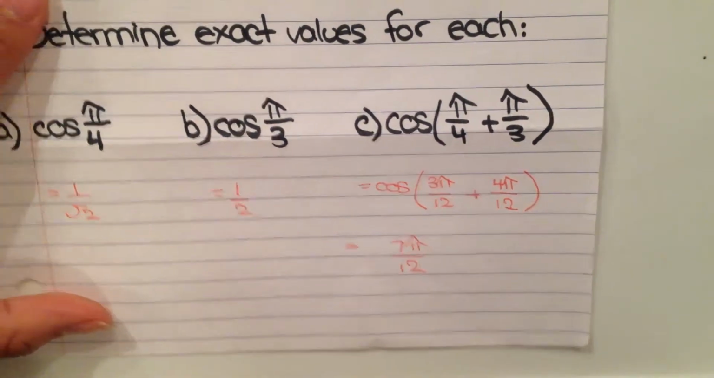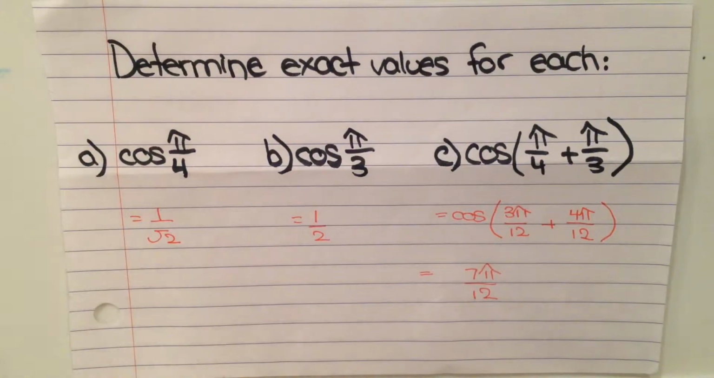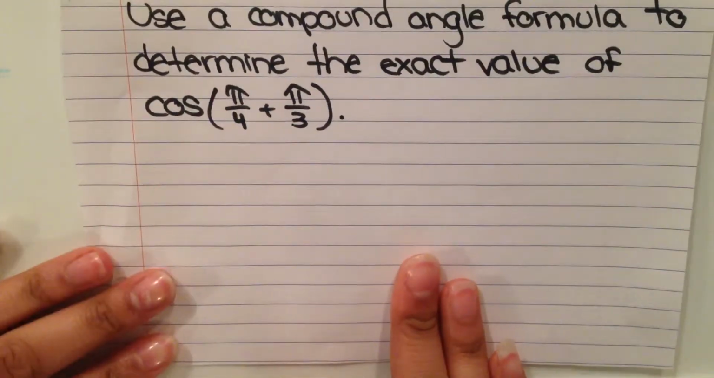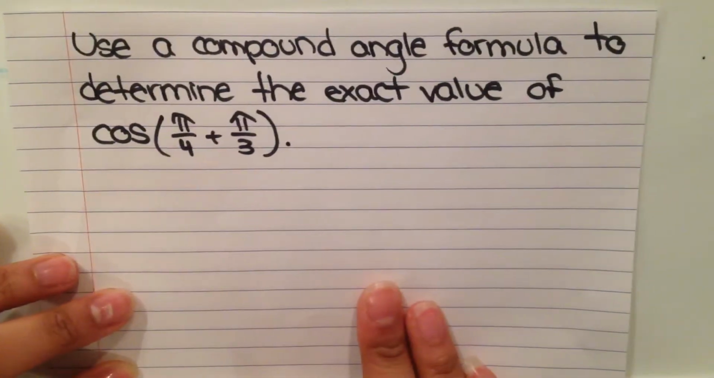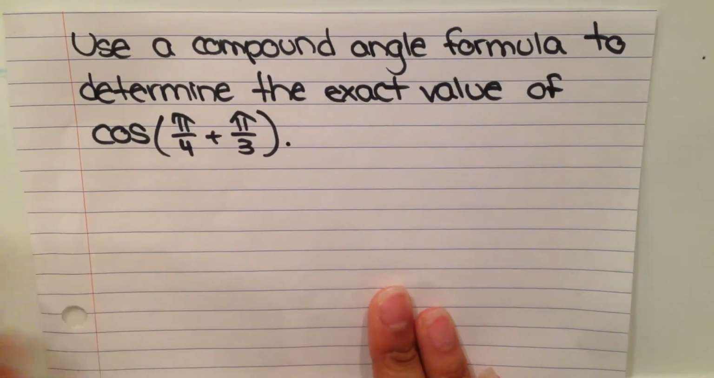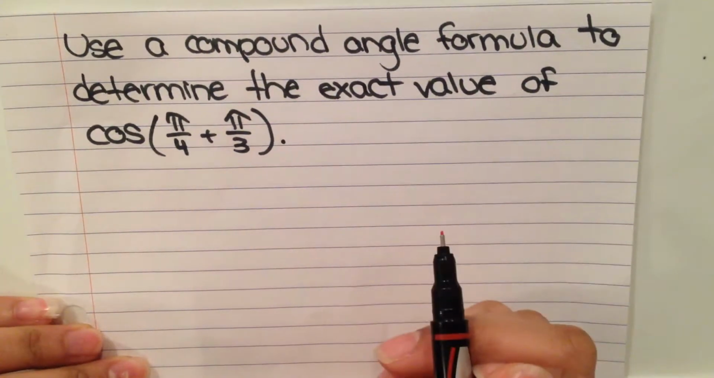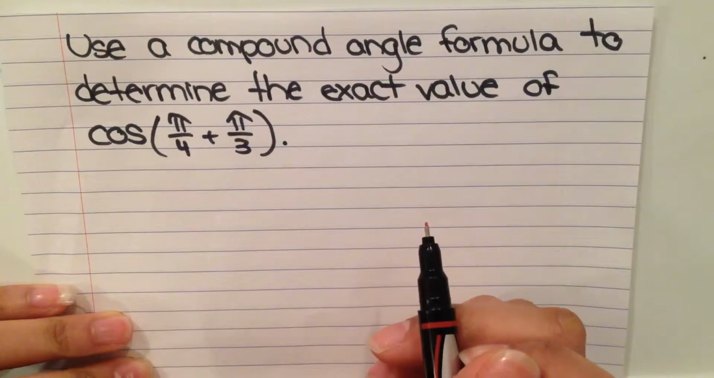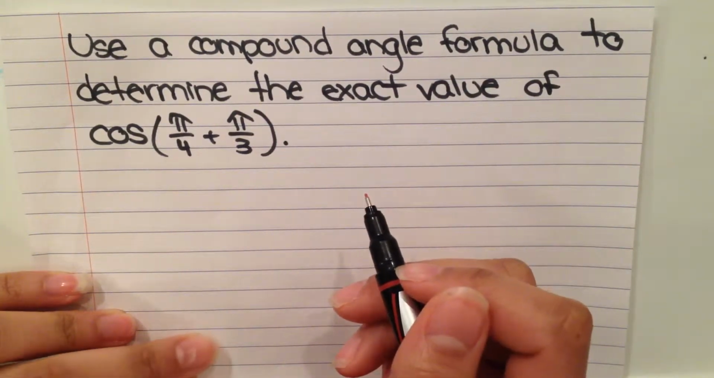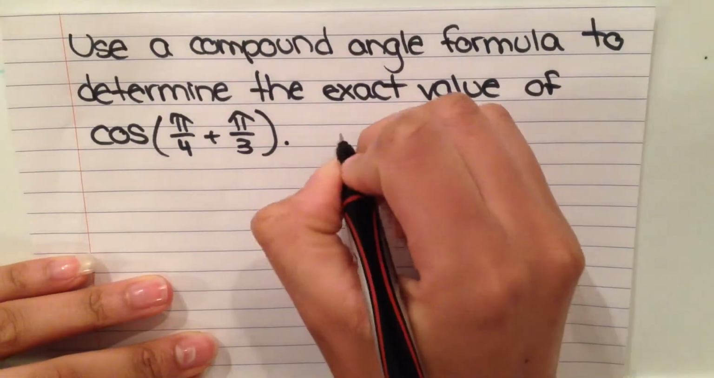Now for a question like that, we'll just stop here, but let's go further and actually use a compound angle formula. So here's a question. Use a compound angle formula to determine the exact value of cos of pi over 4 plus pi over 3. So the same type of question we just had, but we will use a compound angle formula. As you can see, it's cos of two values. So we're going to refer back to our angles, and I know from looking you're going to be able to use cos x plus y. So I will write out the formula for you quick.